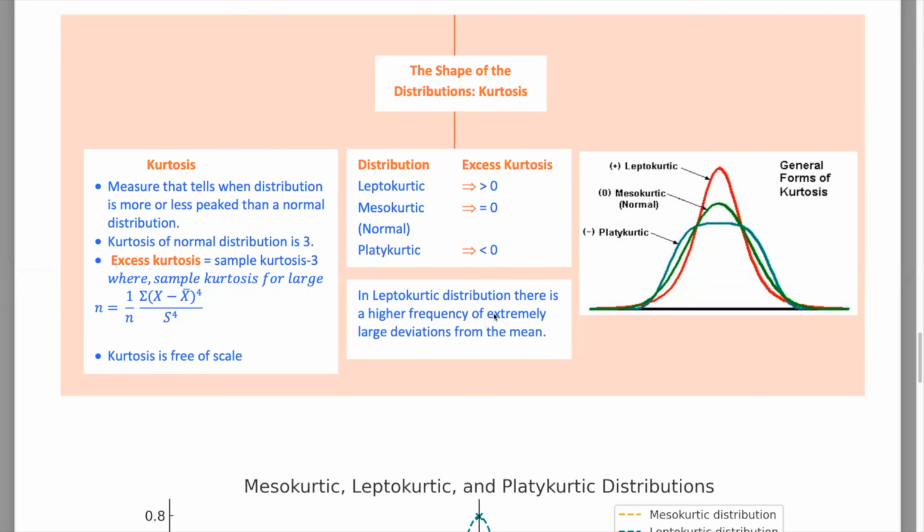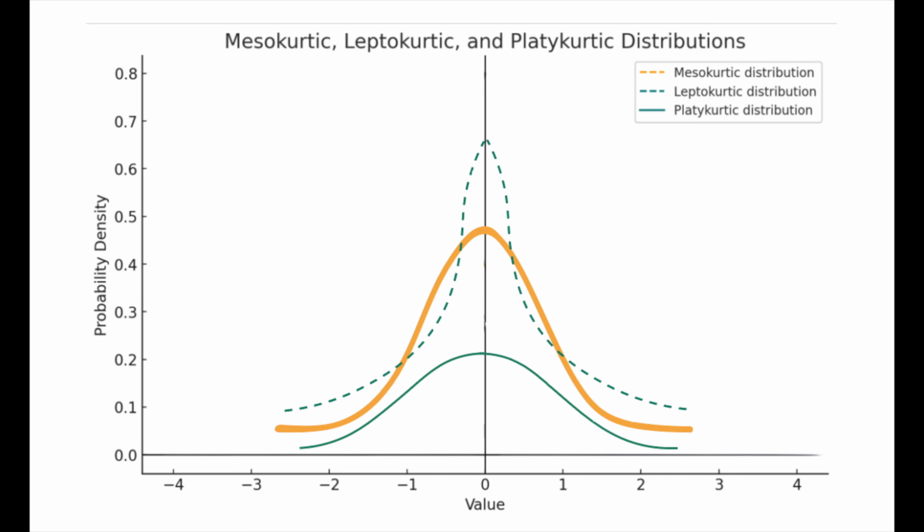Understanding kurtosis is crucial because it helps us understand the risk of extreme values. For investors, a leptokurtic distribution might mean higher risk due to the potential for extreme returns, both positive and negative, while a platykurtic distribution might suggest more stability and less risk of extreme outcomes.